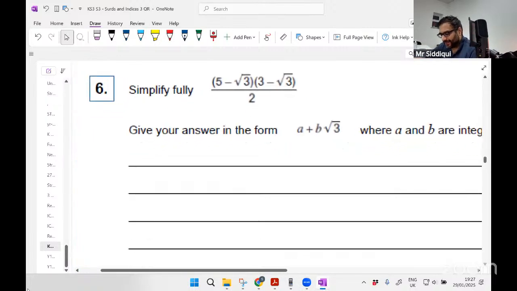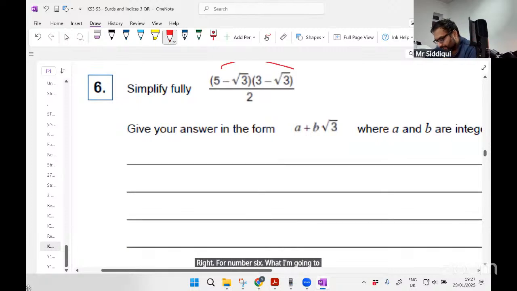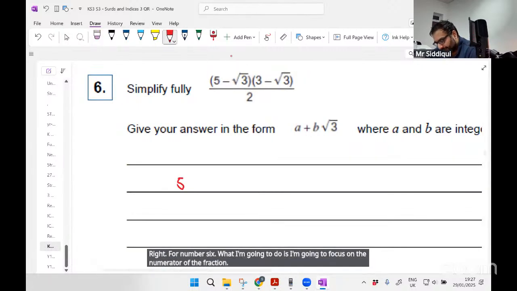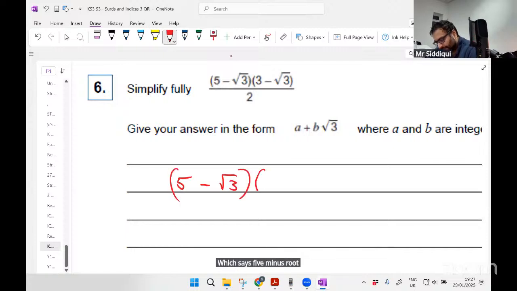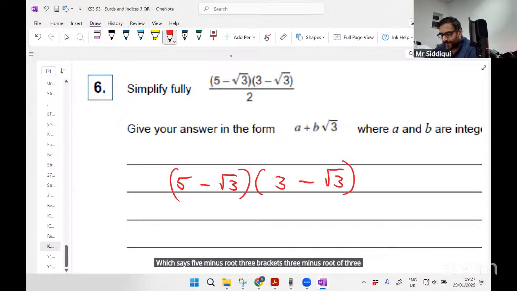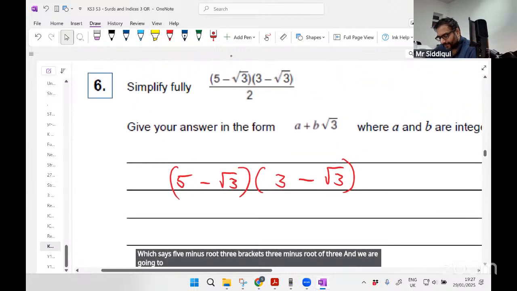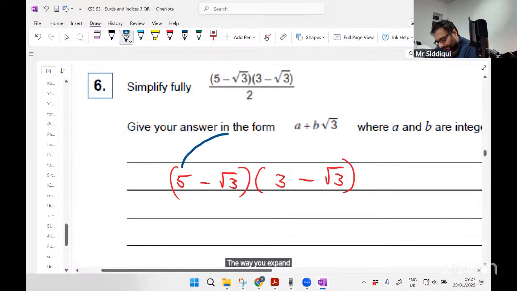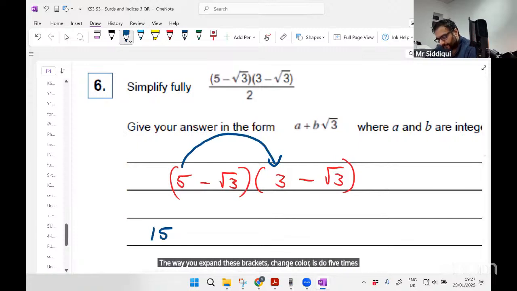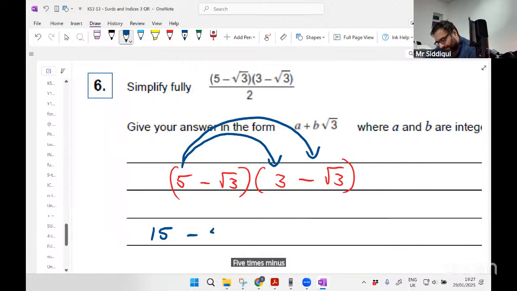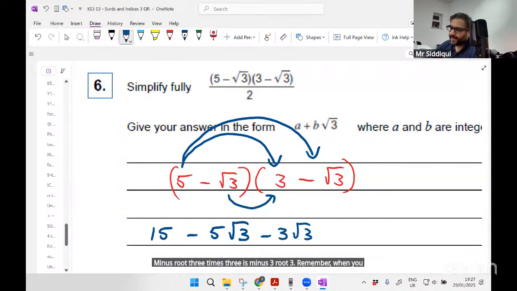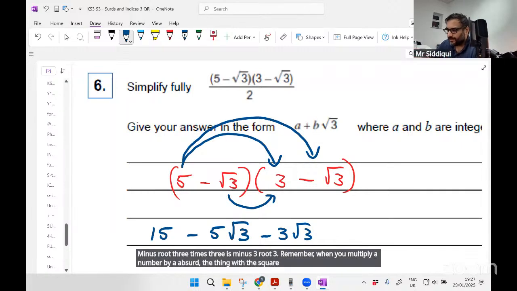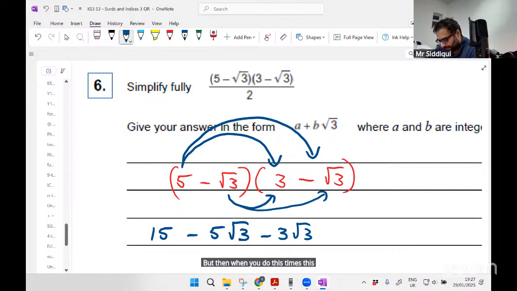Right. For number 6, what I'm going to do is focus on the numerator of the fraction, which says 5 minus root 3, brackets 3 minus root 3. And we are going to expand the brackets. So the way you expand these brackets is do 5 times 3, which is 15. 5 times minus root 3, which is minus 5 root 3. Minus root 3 times 3 is minus 3 root 3. Remember, when you multiply a number by a surd, the thing with the square root, you just stick them together, you leave the number on the outside. But then when you do this times this, firstly, it's two minuses, so they make a plus.